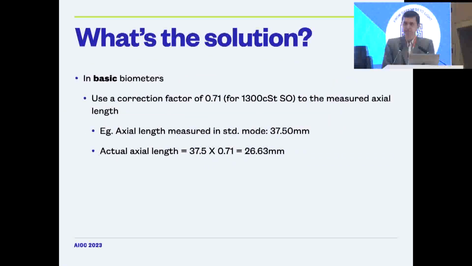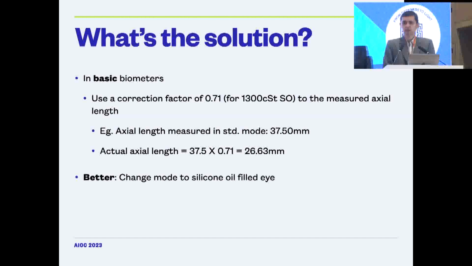So what's the solution? Now, in basic biometers, we can use a correction factor of 0.71, which is averaged out for the 1300 centi-Stokes silicon oil used to measure the axial length. So for example, if the axial length measured in the standard mode is 37.50, because the measured axial length is always going to be longer, since the perceived speed of sound is slower, the actual axial length will be 37.5 multiplied by 0.71, which amounts to 26.63. So this is just one fudge factor which can be used.